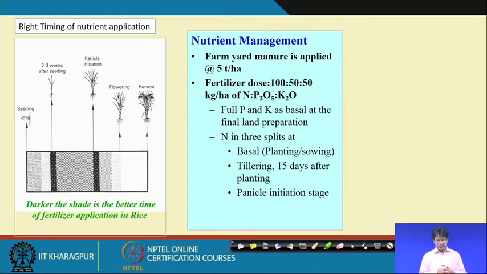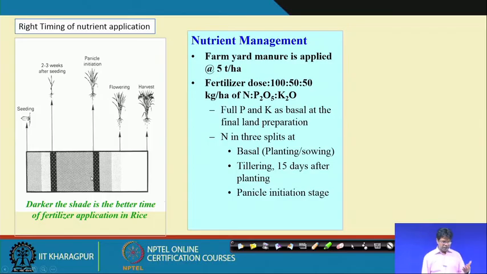And nitrogen, as it is subjected to various types of losses, is applied in split doses to meet the requirement of the crop at different stages, as you have shown on the left hand side. So, these are the stages which are very sensitive, the critical stages for nutrient deficiency. So, the nutrients should be applied at those stages.